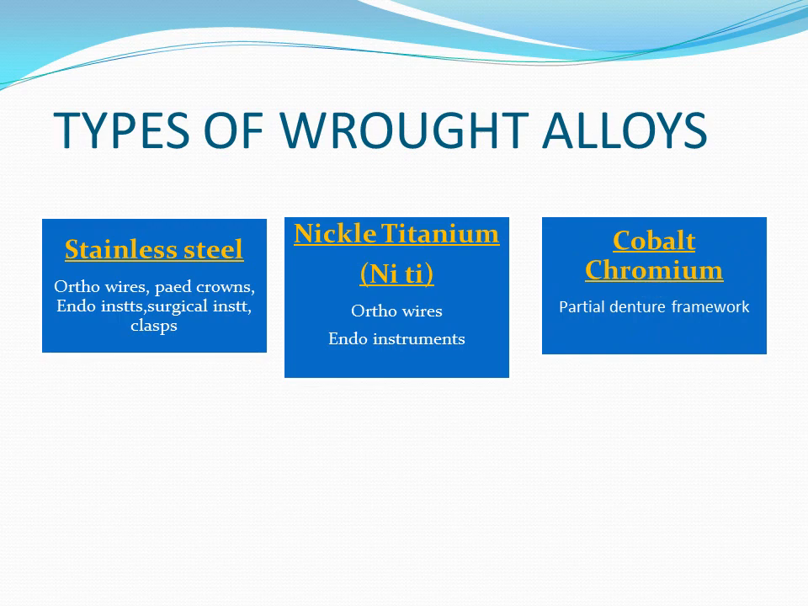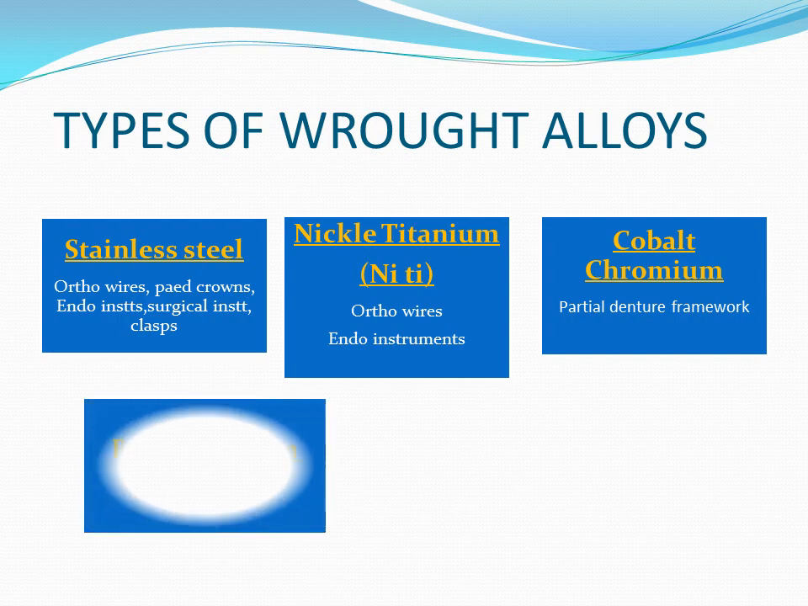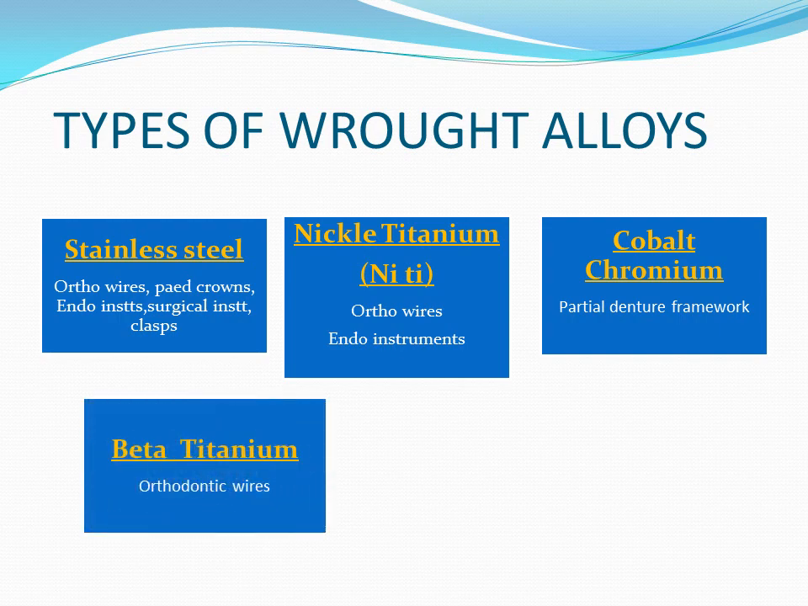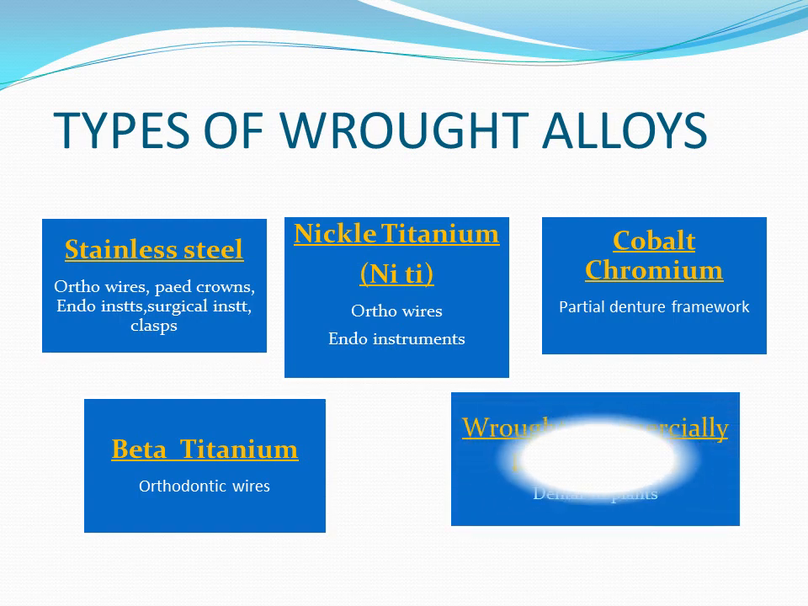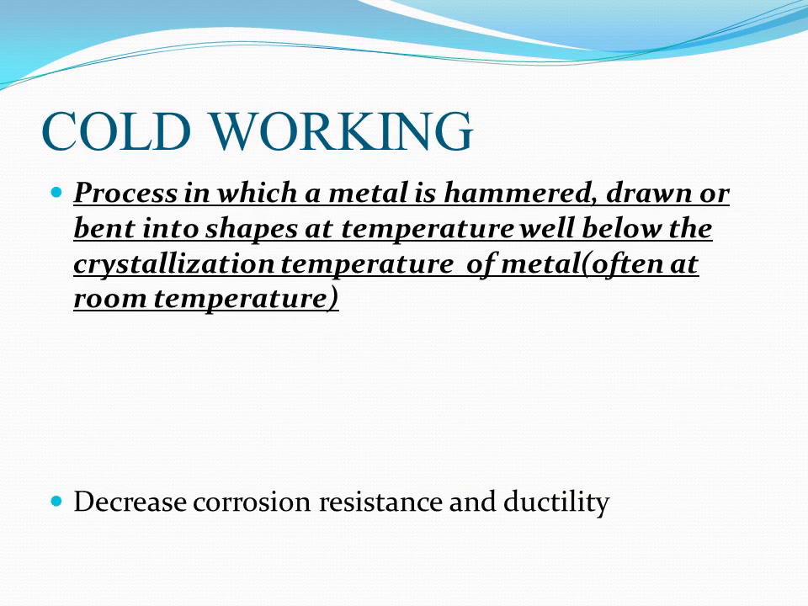Coming to cobalt chromium, this is a base metal alloy. However, when it has been cold worked and beaten into the wrought form, it basically becomes a wrought alloy, and that is used in the partial denture framework. Beta titanium is used in orthodontic wires, and the commercially pure wrought titanium is used exclusively for the fabrication of dental implants.